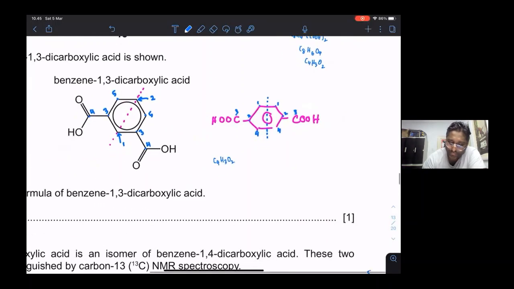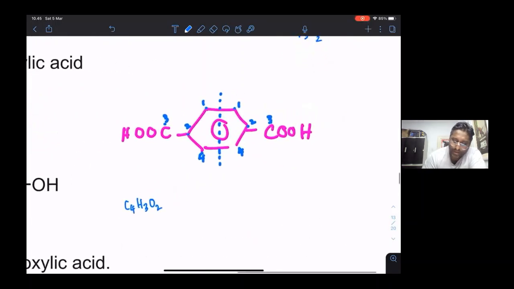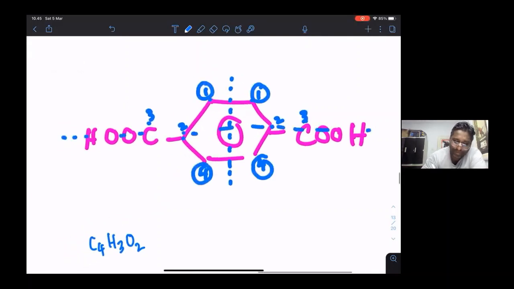Do be careful that since the symmetrical line can also be applied over here, this and this are also symmetrical. They are the same. This one is also the same as this. So there is no 4. So it's going to be this one, it's also 1.